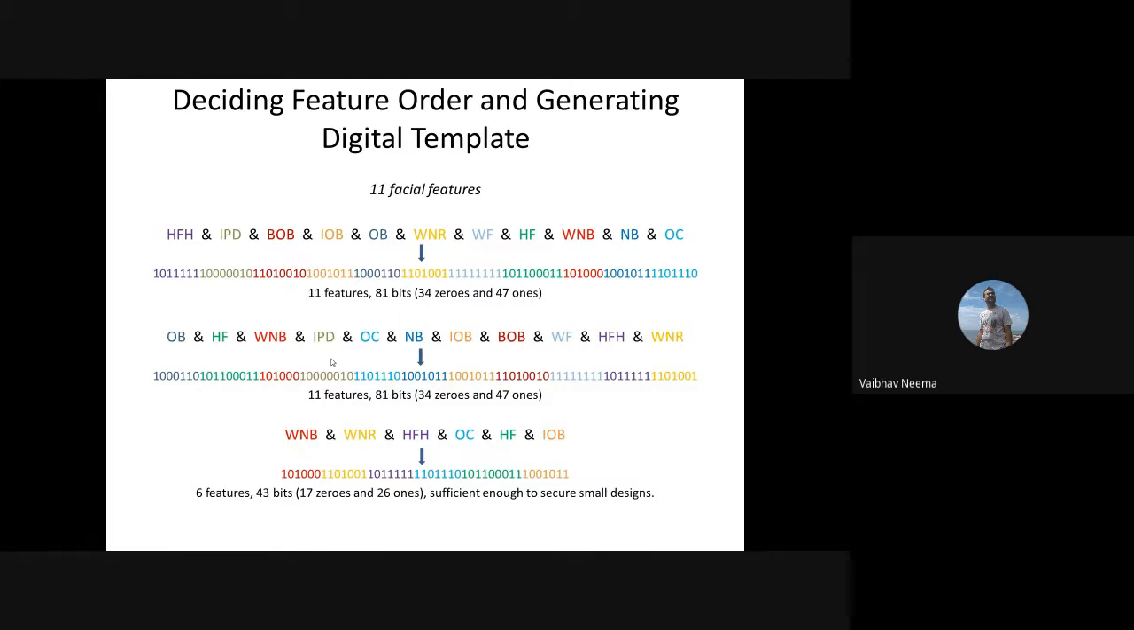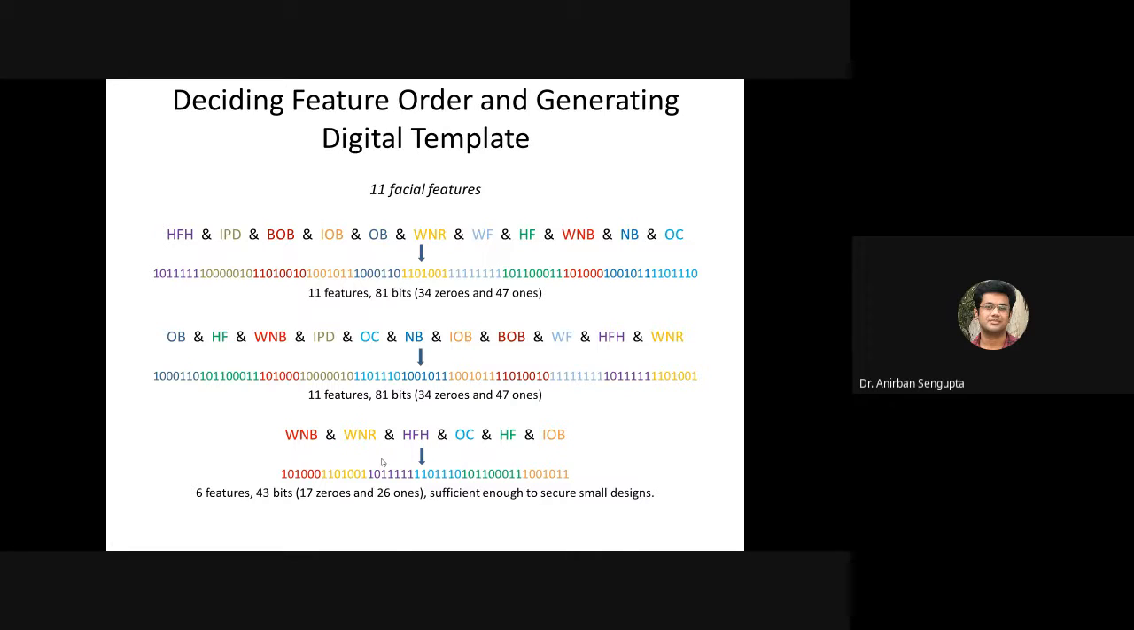You can continue. So what I was saying is basically the feature orders also play a very important role because in the feature order, it's important in which order or which combination the number of binary bits will be embedded into the design. So for example, if we have 11 facial features, these could be in the order that is shown here on the right on the top, and the number of features will produce an 81-bit information. If we reduce the number of facial features, for example to 6 features, the number of security information in terms of the number of bits will reduce to 43 bits compared to 81 bits earlier.